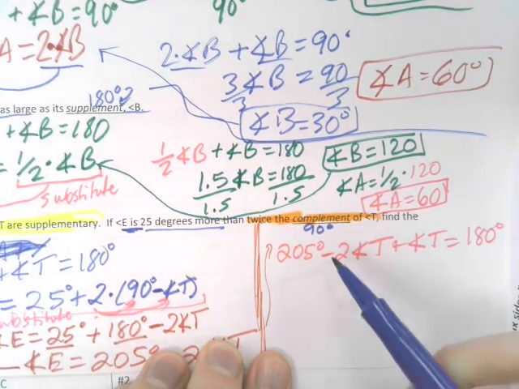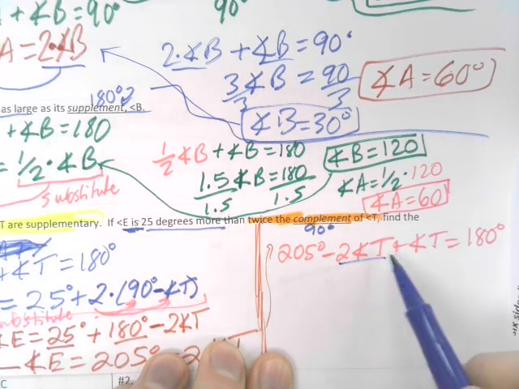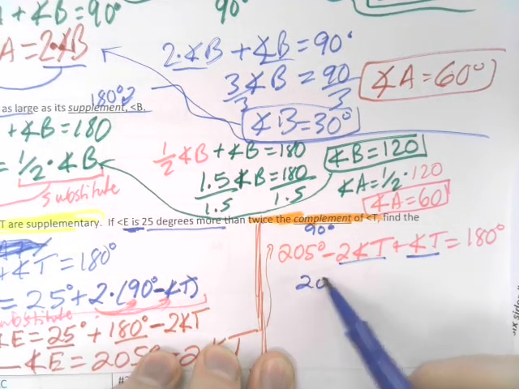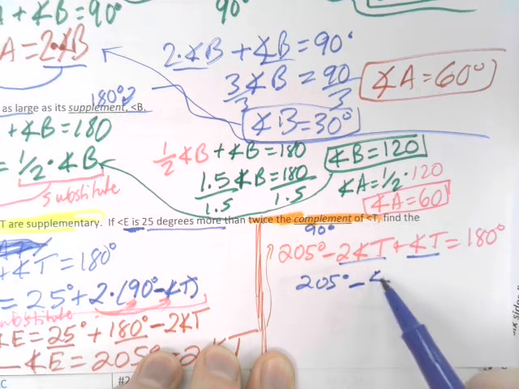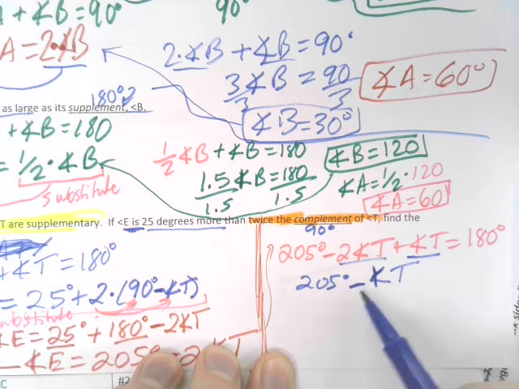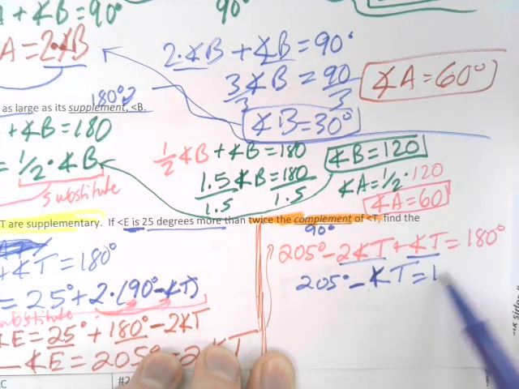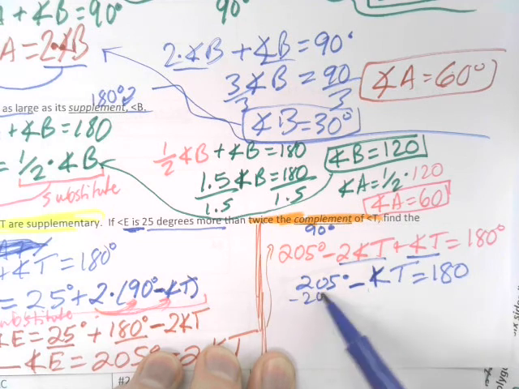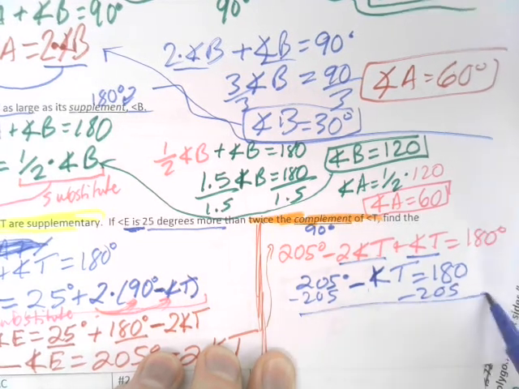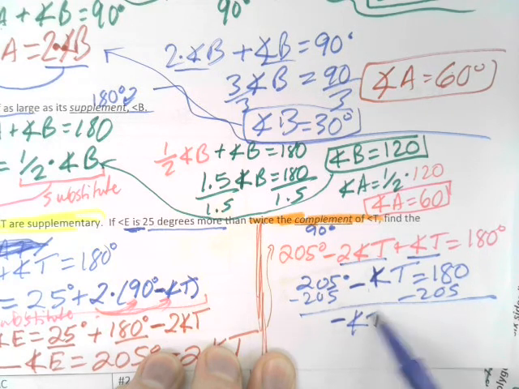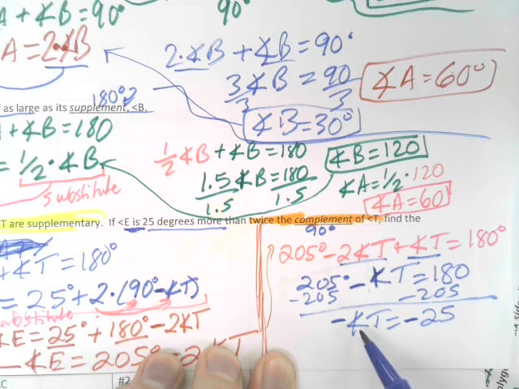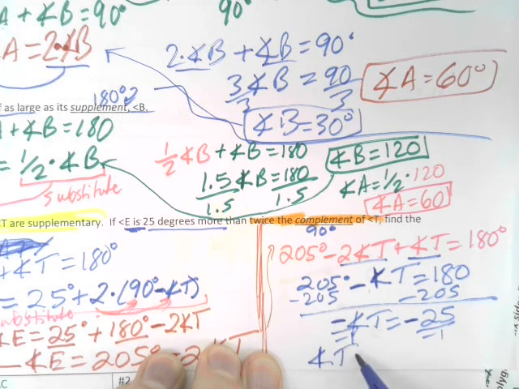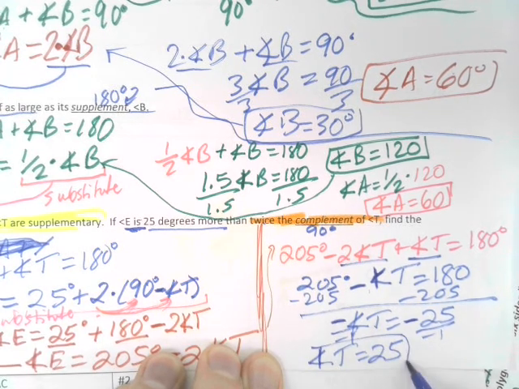Let's just treat these angles like variables one more time. So negative 2 angle t plus 1 angle t. That's going to give us negative 2 plus 1 is negative 1. So we're just negative angle t. Same thing, negative 1 or just negative angle t. From there, we subtract 205 over. 180 minus 205 is negative 25, and then divide by negative 1. We get angle t is 25 degrees.